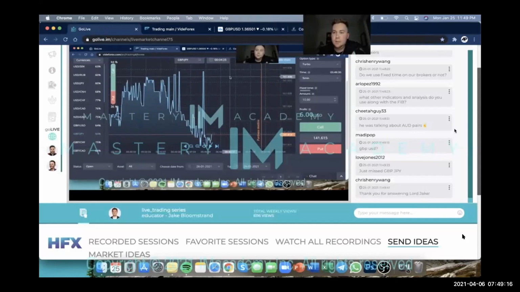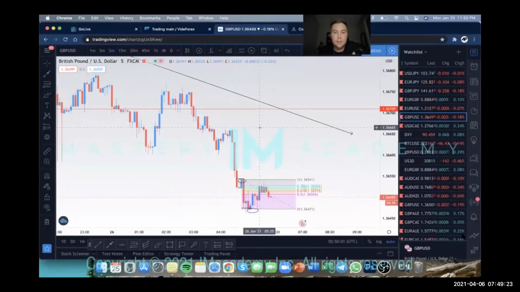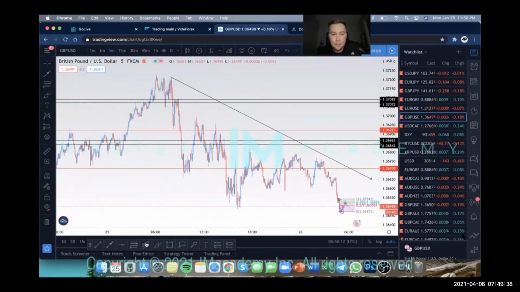What other indicators and analysis do you use along with the fib? I just trade on a naked chart. I call it a naked chart. I don't use any indicators. I don't use currency strength meter. A, I trade with the trend. B, I will draw the fib tool if possible, if it makes sense. C, I will have support, resistance, trend lines. I will also utilize this rectangle tool. This shows me a lot of areas where price is heading to.